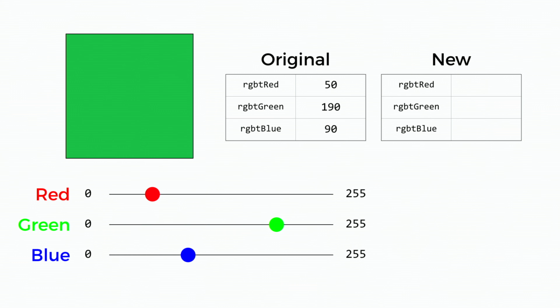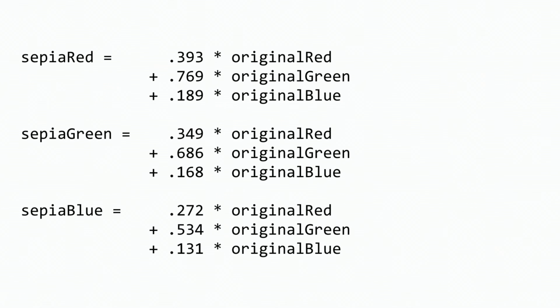If we take this green pixel, for example, it has a sepia equivalent where the red value is 183, the green value is 163, and the blue value is 127. But where did these numbers actually come from? Well, it turns out that there's a sepia formula, an algorithm that you can use that takes the original red, green, and blue values and determines what the new red, green, and blue values should be in the sepia version of that pixel. And the algorithm looks like this.